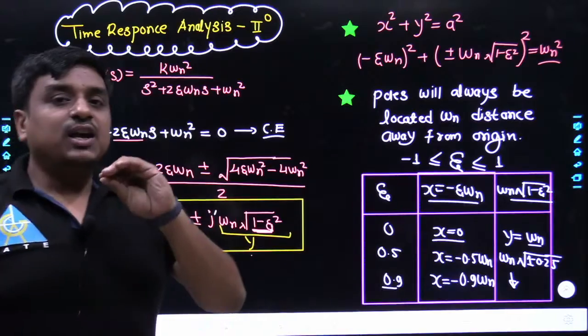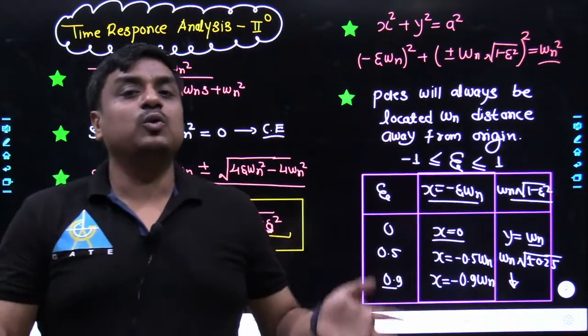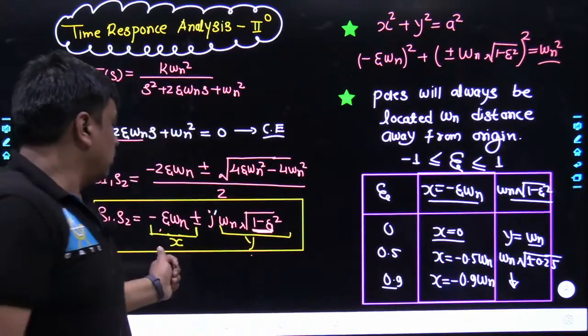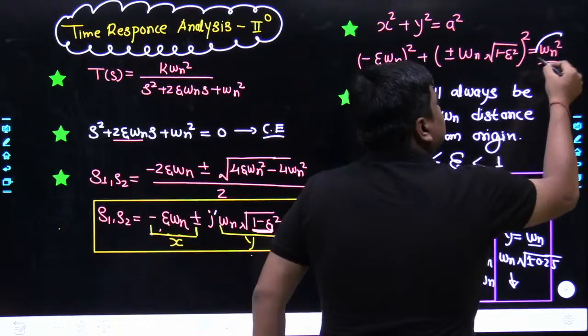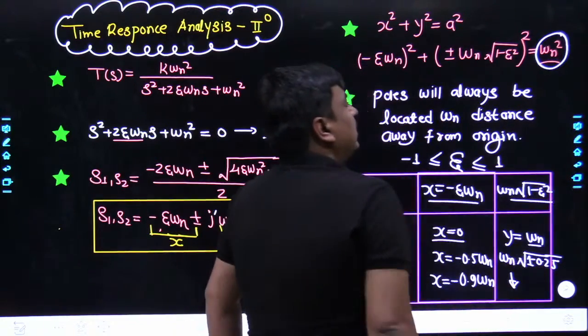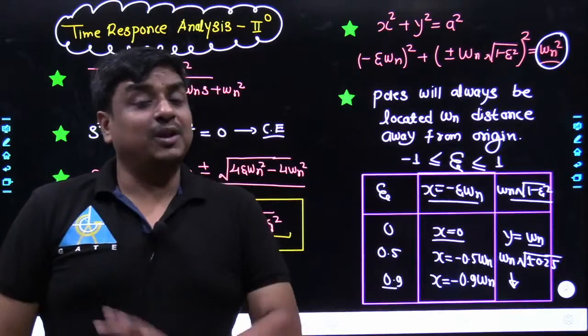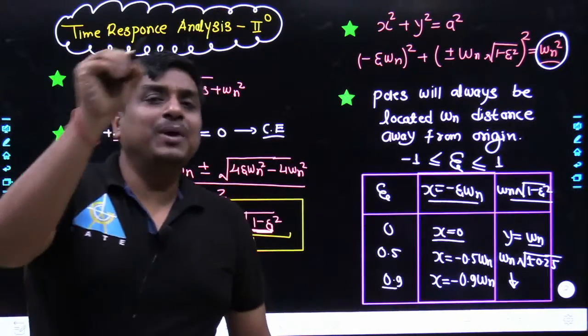That means in future if you are changing the value of zeta, obviously between minus 1 to plus 1, including minus 1 and plus 1, what will happen? Your root would always be making a distance equal to omega n from the origin. Put together, if you are changing the value of zeta from minus 1 to plus 1, what will happen? The root would make a complete circle.